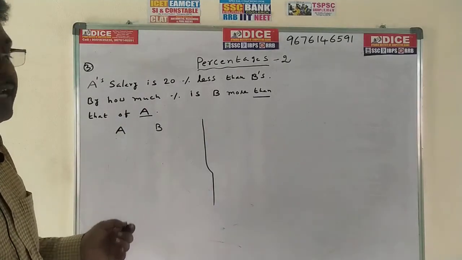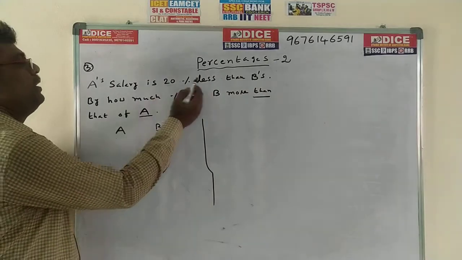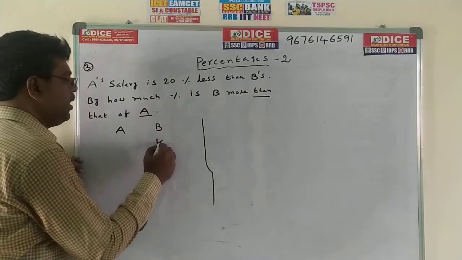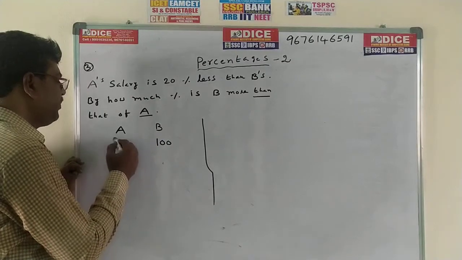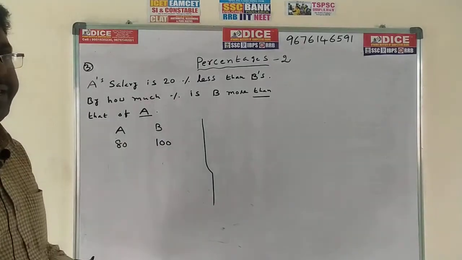Now we can see the general method. A's salary is 20% less than B's. Let us assume B has 100 rupees. So 100 minus 20, A has 80.